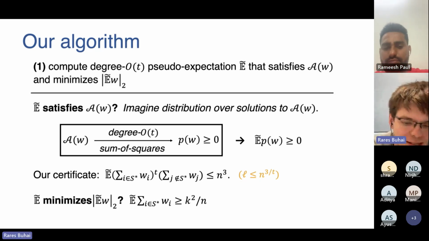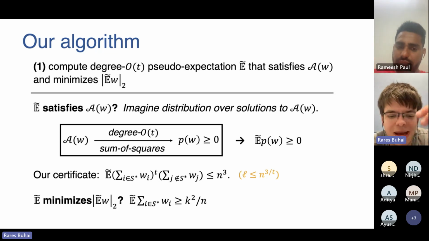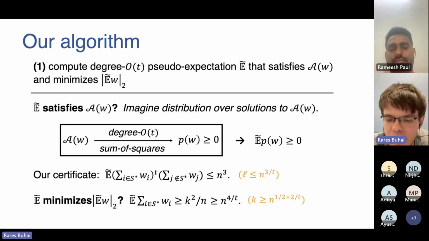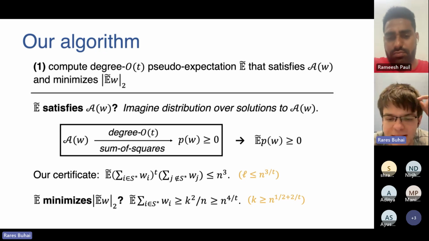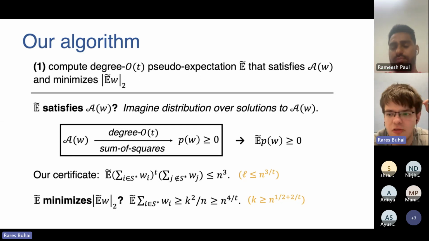But by imposing this constraint, we basically ensure what I wrote here: if you sum the indicators that are on S star and take the expectation, the mass put on this is at least k squared over n. And here I'm going to assume that k is at least n to the 1/2 plus 2 over t. Again, the 2 does not matter. If you plug this in, you get that this mass needs to be at least n to the 4 over t. These last two properties about the pseudo expectations are the only things we will need for the rounding.